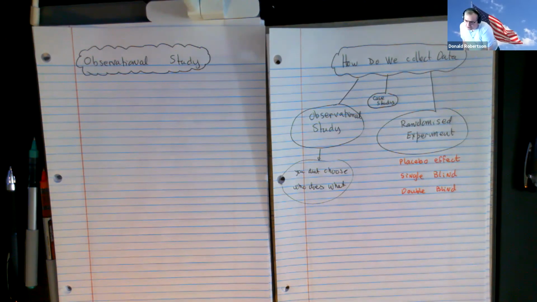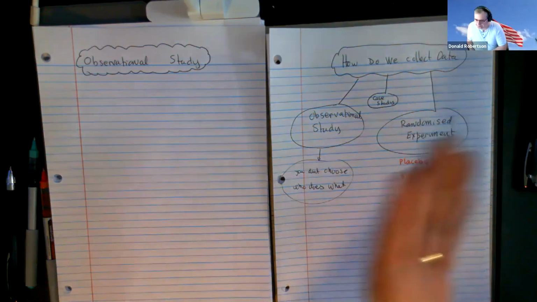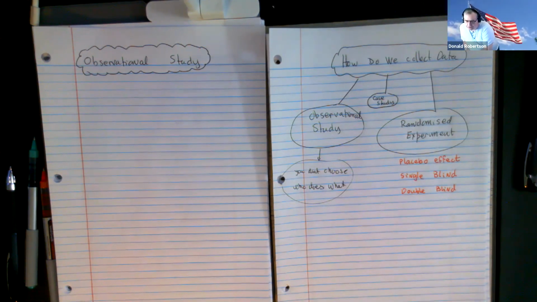Now, you didn't get two groups and say, this group be violent and this group not. You just watched what happened, right? And you let it unfold. Observational studies are sometimes the only way you can get data, because morally, you're not allowed to do certain things to people.